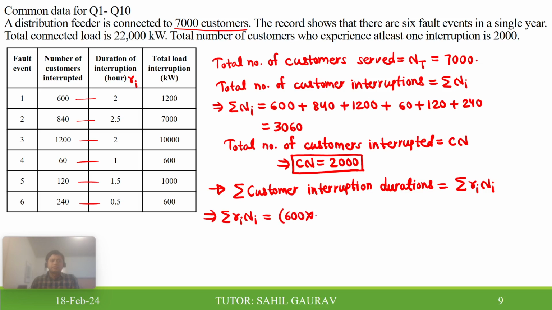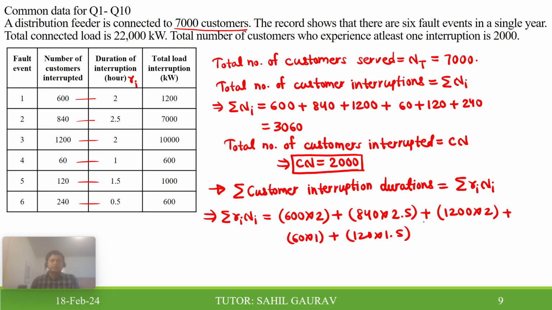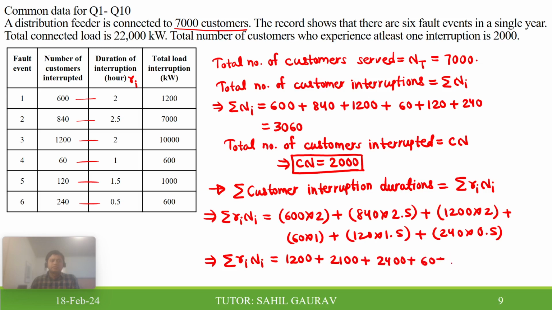So 600 into 2 plus 840 into 2.5 plus 1200 into 2 plus 60 into 1 plus 120 into 1.5 plus 240 into 0.5. If you do this calculation, you will get sigma RiNi as 1200 plus 2100 and 2400 plus 60 plus 180 plus 120. So this will give you 6060.